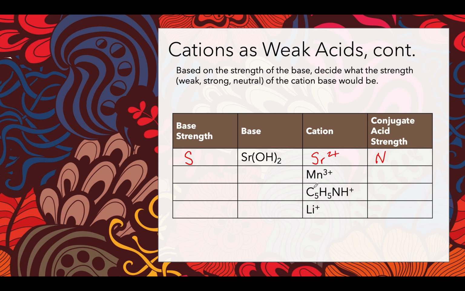All right, so now we have this manganese. Now, oh, look what we have here. We see that 3+. So we have this metal ion that's very small, highly charged. So automatically, as soon as we see that, we don't even have to worry about this base or base strength, because automatically that's going to fall under the category of the conjugate acid being weak.